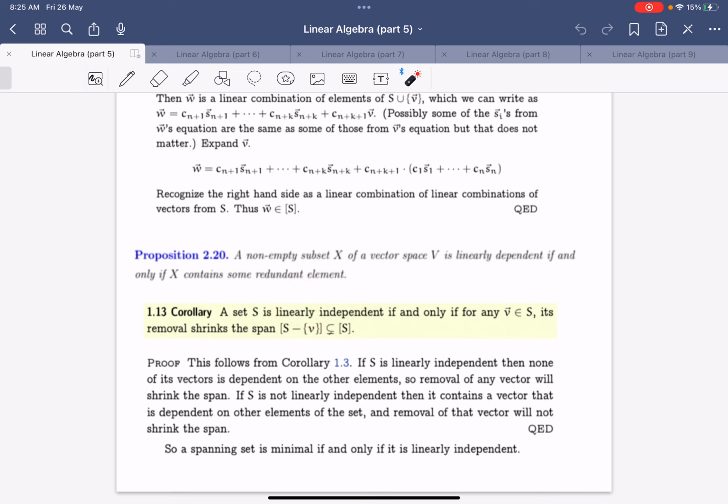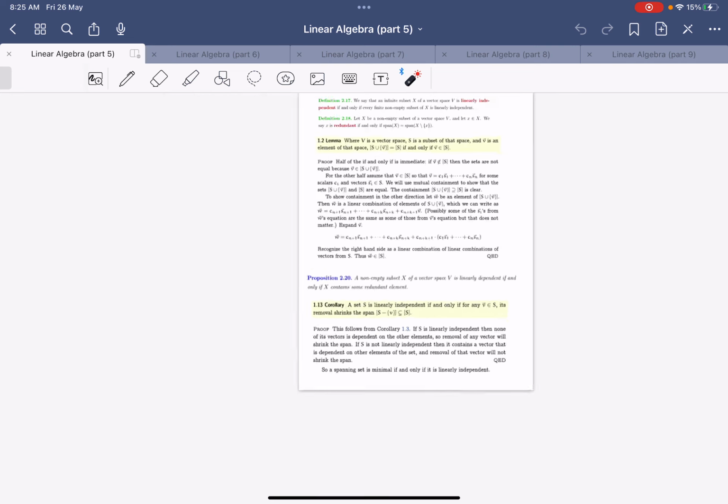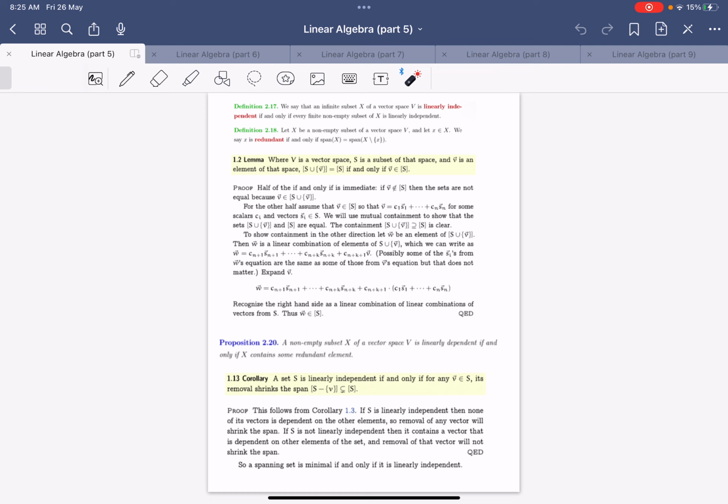And the proof will just follow, because if S is linearly independent, then none of the vectors can be written in the form of each other. So a removal of any vector will of course shrink the span. And if S is not linearly independent, then it contains a vector that is dependent on the others, and so you can just remove it and it will still hold true. Just take this lemma to use. So this gives us an intuitive definition now that a spanning set is minimal if and only if it is linearly independent, meaning you remove away all the redundant vectors.